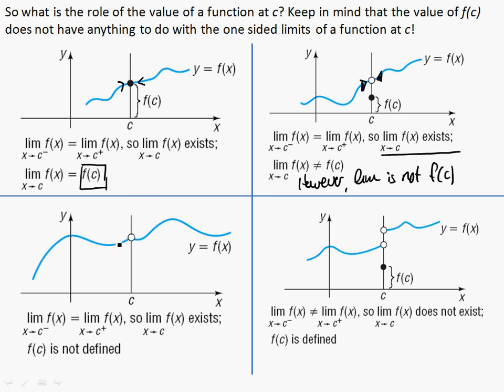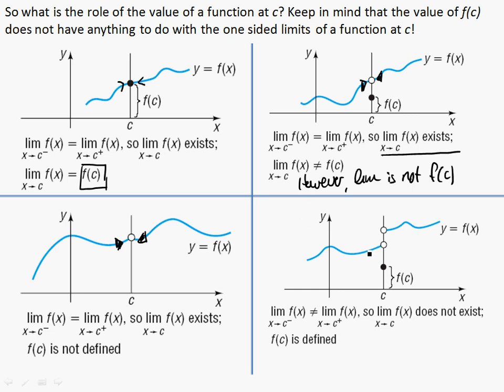Well, here we just take c out basically completely. The limit on the left and on the right equals this value. So the left and the right limit are equal. The limit does exist. f(c) isn't defined, but the limits on the left and the right meet, so we do have a limit here.